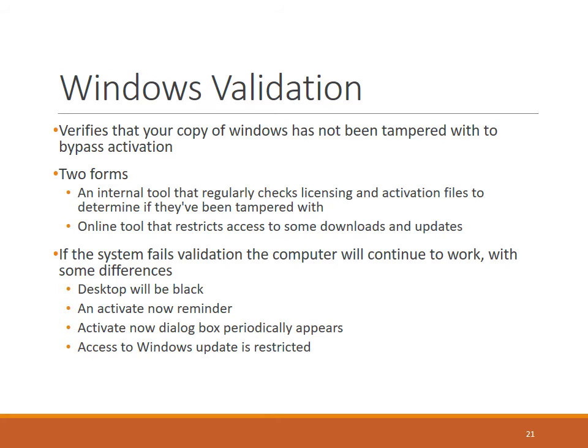So you might be asking, well, what happens if the system fails validation? If the system fails validation on the computer, believe it or not, the machine will continue to work. There will be some differences, however. The desktop will be black, so you won't be able to apply a wallpaper. An Activate Now reminder will pop up and prompt you continuously to activate Windows, and an Activate Now dialog box will appear periodically.